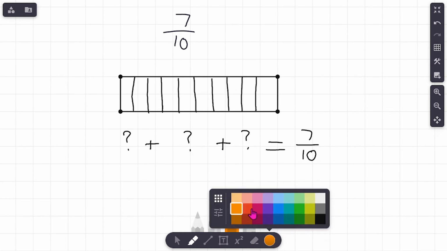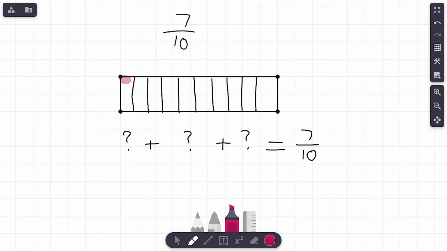I'm going to change. Let's go with this pink color. So I need 7/10 colored in. There's 1, there's 2, 3, 4, 5, 6, and there is 7.